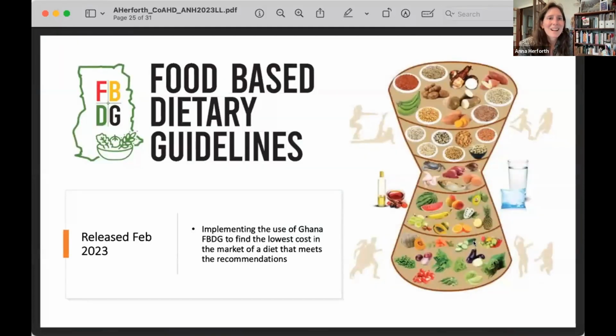And this is Ghana's new food-based dietary guidelines that was just released this year. And so this is an additional impetus for the government stakeholders to immediately use these dietary guidelines to find the cost of meeting them across the country, and if that cost is feasible for people to achieve in different regions and different seasons.